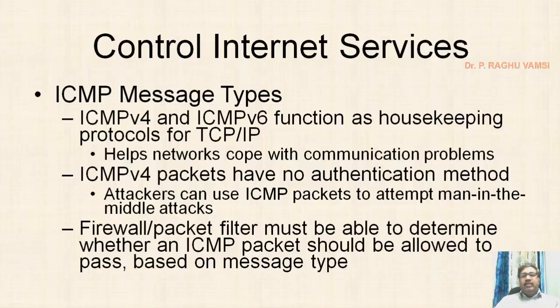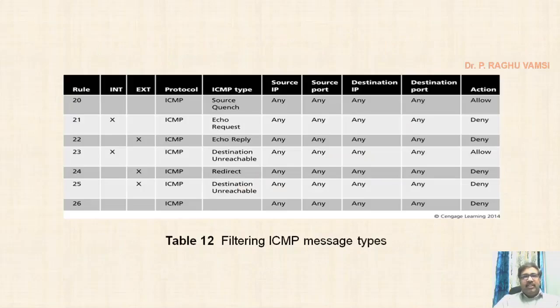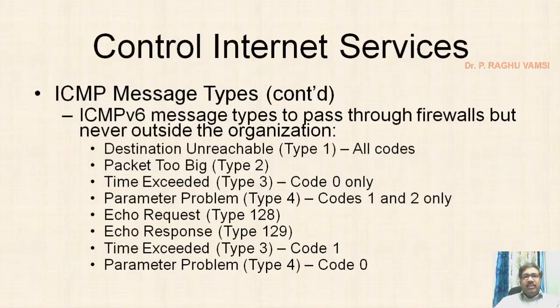A firewall or packet filter must be able to determine whether an IP packet should be allowed to pass or not based upon the message type. So here is an example of whether ICMP is allowed internally, or whether an external ICMP request is allowed, that is, whether a ping from the outside or from the inside is allowed or not. That needs to be placed in these rules. This is especially based upon the ICMP packet type, like ICMPv6 message types to pass to the firewall but never outside the organization, like destination unreachable, packet too big, time exceeded, echo request, and echo response. So based upon these codes, you may design the firewall rules.